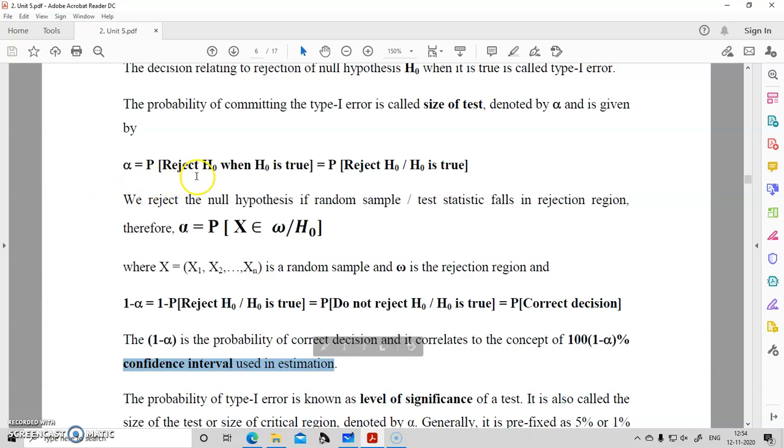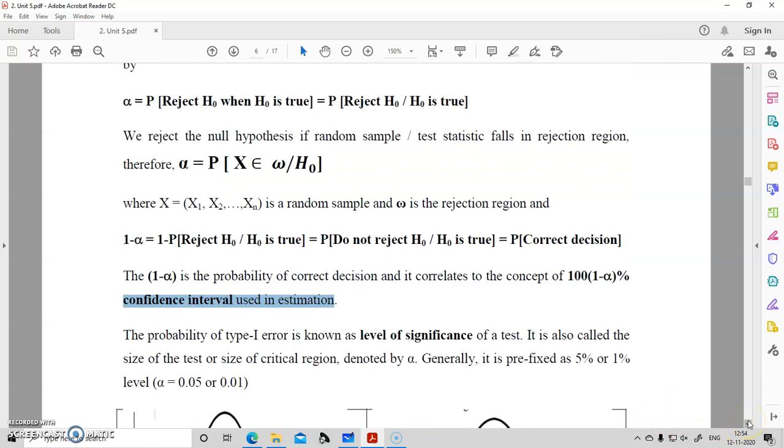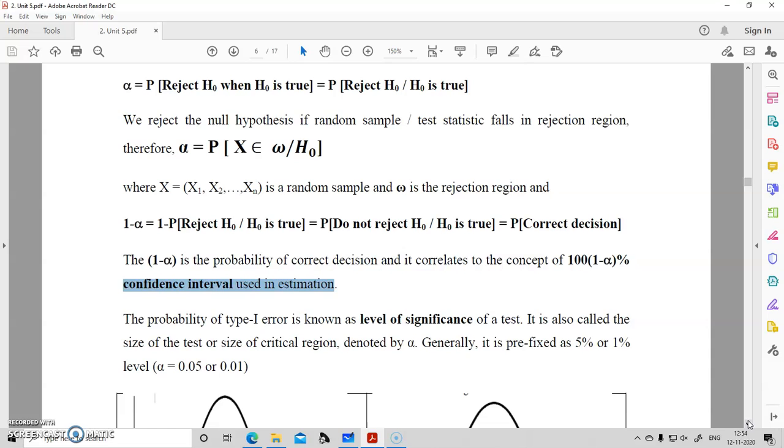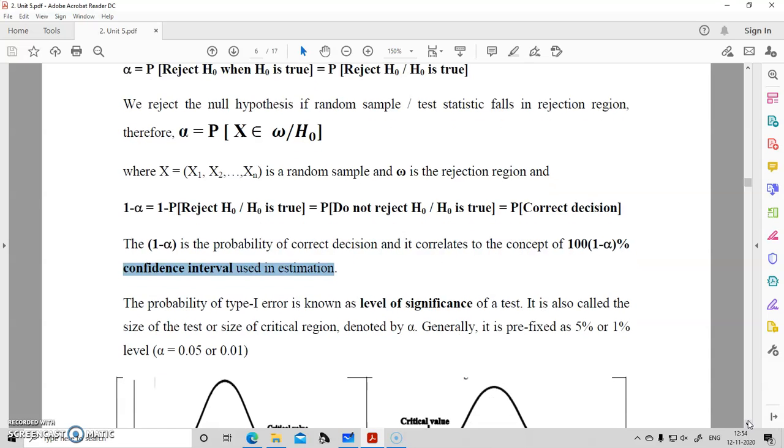It means how we reject H naught and how we do not reject H naught. This type 1 error is nothing but the size of the test, and it is known as the alpha error. Because we are taking 1 minus alpha, the opposite of that will be do not reject H naught when H naught is true. It's the opposite of the previous one. This is the correct decision.